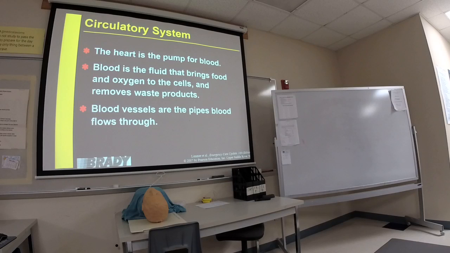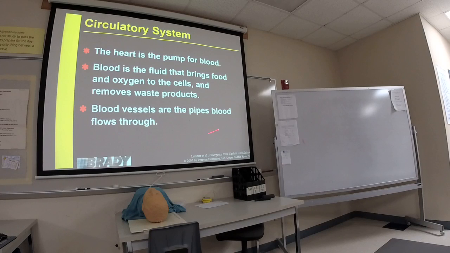What's the liquid part of the blood considered? The plasma, right? Then we have white blood cells. White blood cells are responsible for fighting off infection. There's several different types, okay? Plasma, then platelets. What are platelets responsible for? Coagulation. Right, coagulation or clotting.